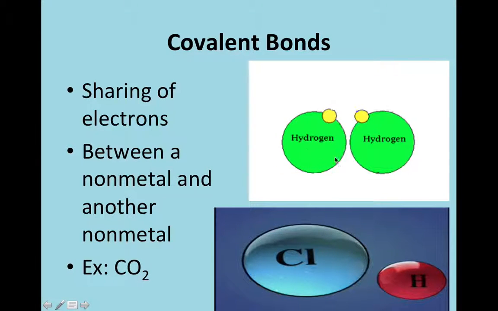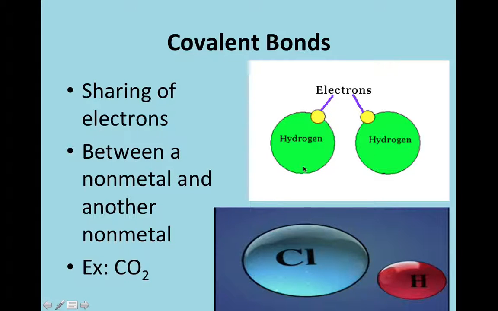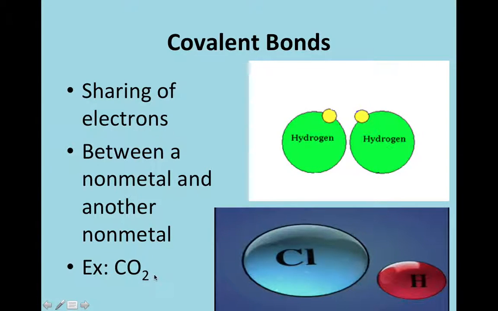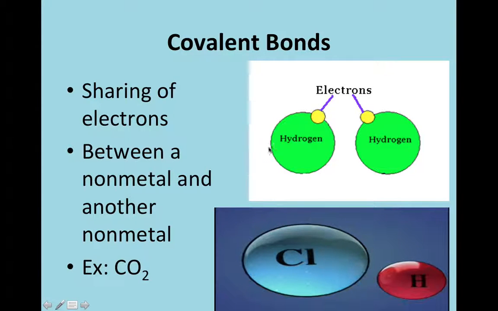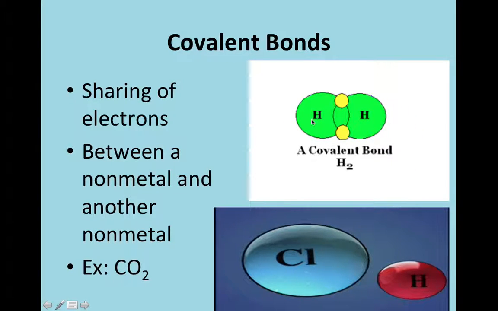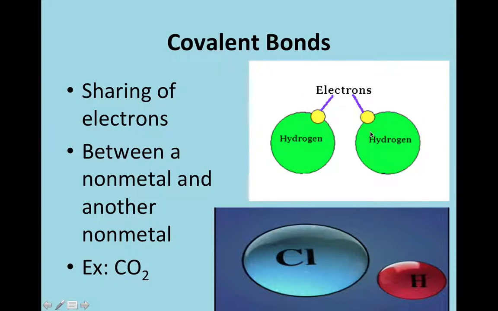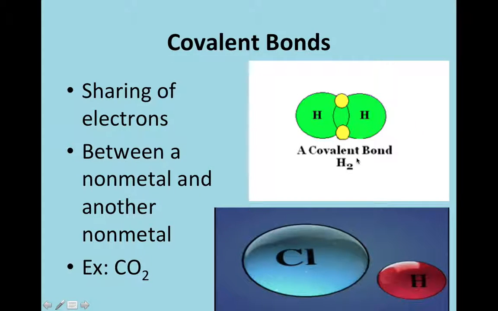Usually covalent bonds are between 2 nonmetals. An example right here is carbon dioxide, CO2. Or this one right here, hydrogen bonding with itself. Because it's in the first row, the maximum amount of electrons in the first shell is 2. So 2 hydrogens bonding together means that they're full and stable.